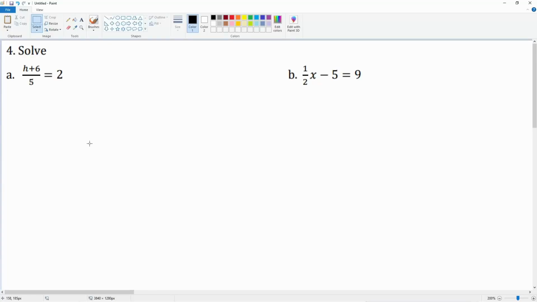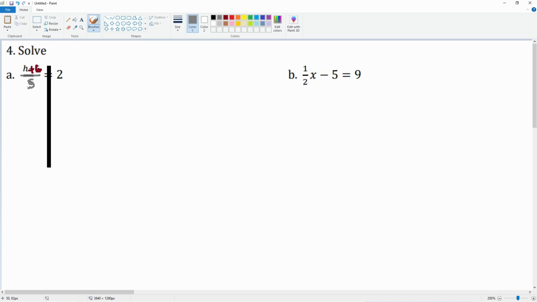Number 4 asks us to solve. Here we have a weird fraction. So let's start by drawing the line down that middle to separate the left and the right. Here we have two operators. Okay, we have a plus 6, and then we have a divide by 5.